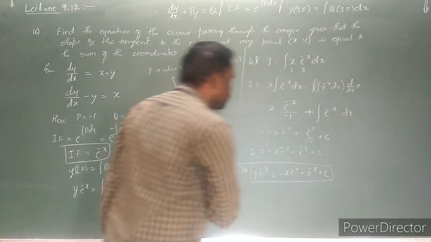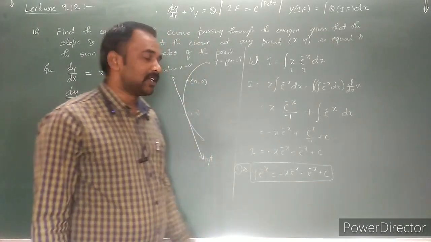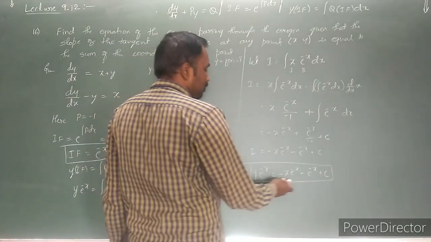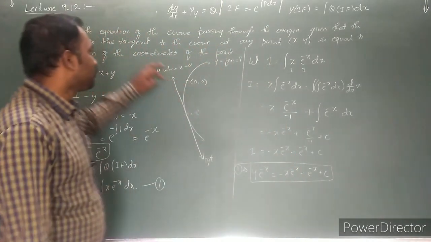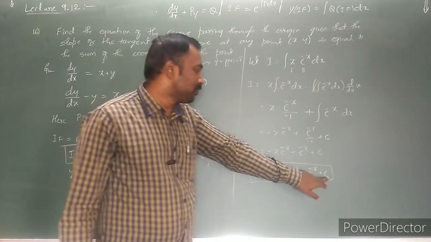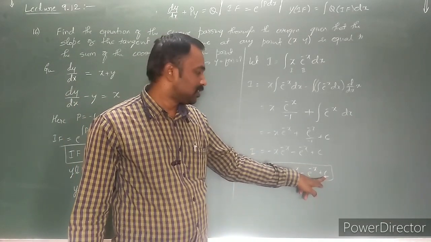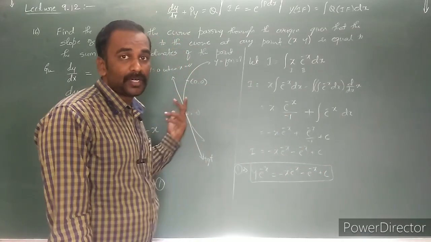This is the general solution which is common. We can take e power x, e power minus x as common, nothing to worry. So always keep it as it is. Now this is the general solution, but we need to find the particular solution. Whatever value you replace for c, it doesn't matter, so we will get a family of curves.